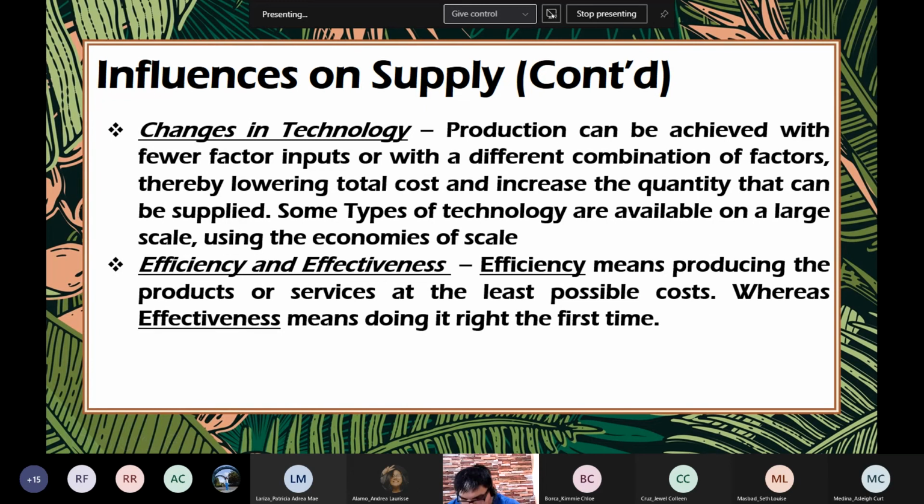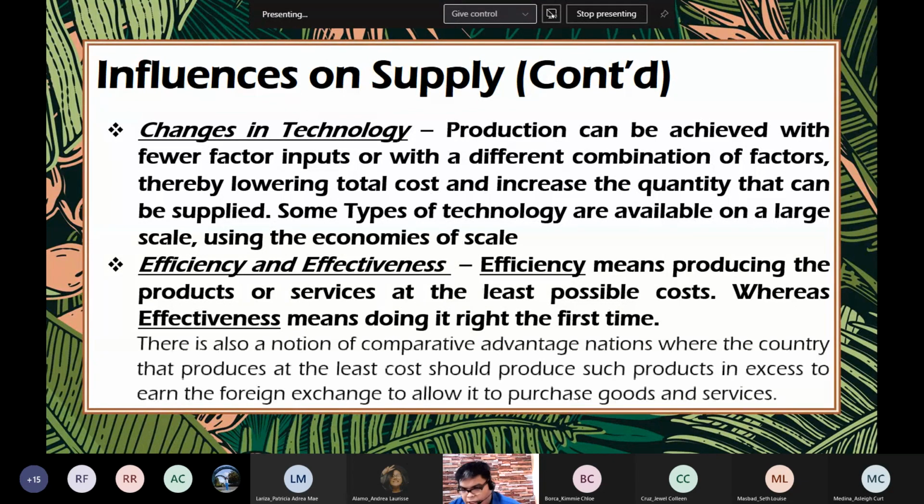So, effectiveness, sample niya rito, it means doing it right the first time, like starting of a car or the flick of a light switch. A repetition or doing it the second time means you have used twice the amount of resources and energy. Ibig sabihin, sayang yung effort mo nung una. Nagawa mo ng paraan, pero sayang yung unang try. So as much as possible, you must achieve it on the first try.